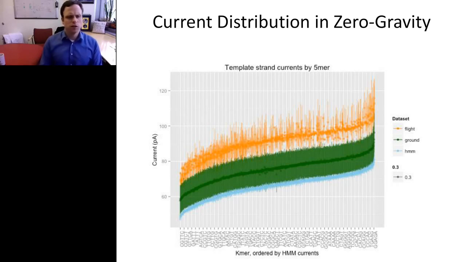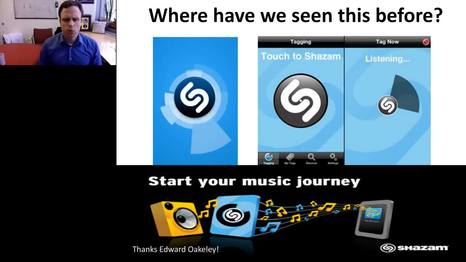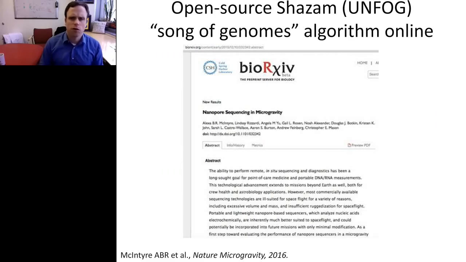But we can actually see here that this gives you sort of a waveform, and it's kind of inspired us to think about, well, what are other places where we see waveforms, and can we use them to match to basically different databases? One particular one is in Shazam, of course, and so we had a lot of conversation with Edward Oakley about this idea and thought about, well, let's actually see if we could create an algorithm that would do this to match to known waveforms, which we called UNFOG, the open source Song of Genomes algorithm, to actually match the fingerprints of genomes. And that's what you can see here.